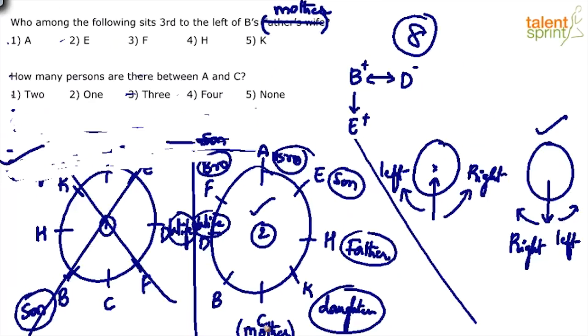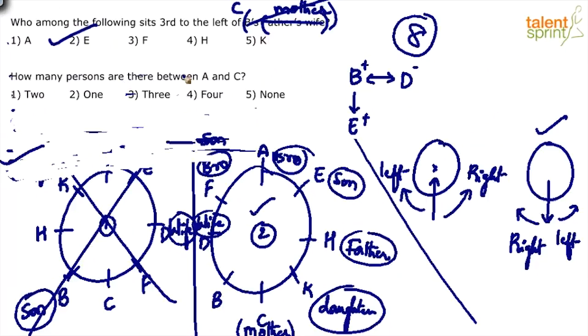Who is B's mother? C is B's mother. So instead of saying B's mother, we can say the question is about C. Who is third to the left of C? First, second, third. Third to the left of C is E. Left is always in the anti-clockwise direction because persons are facing outwards. So option 2 is the answer.